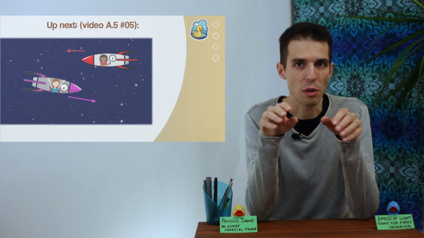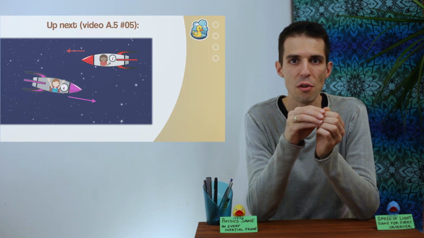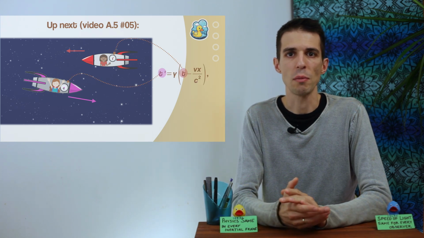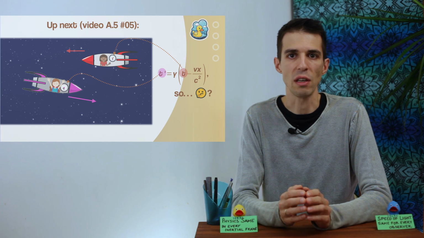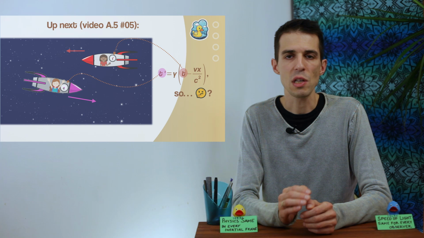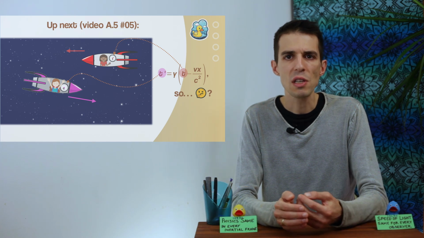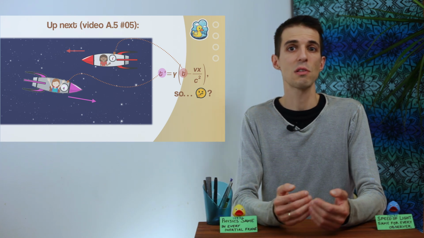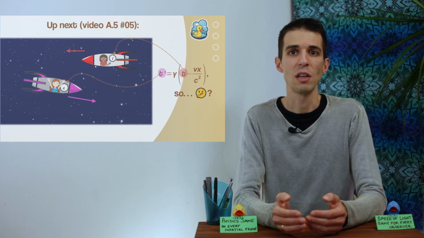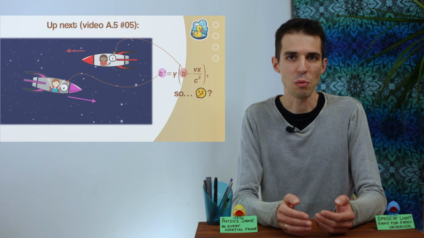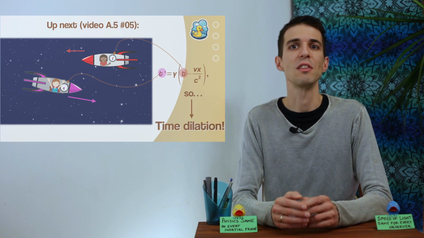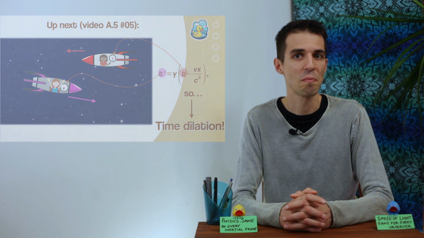Before we wrap up, let's consider something strange. Imagine two astronauts are moving relative to each other, both carrying identical clocks. Since motion affects time, could one astronaut's clock tick slower than the other's? But if the laws of physics are the same for both of them, how do we decide which one is experiencing slower time? This is a paradox, and the answer lies in one of the most famous consequences of relativity, time dilation, which we'll explore in the next video, number 5.